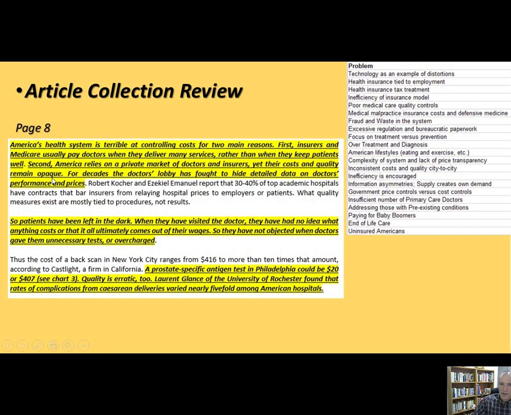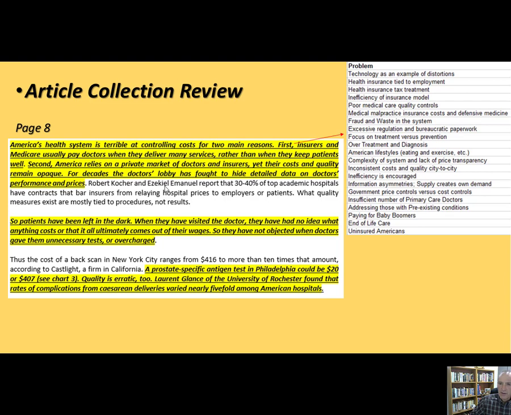A continuing article: America's health system is terrible at controlling costs. Why insurers and Medicare pay doctors when they deliver the service rather than when they keep the patients well. So this gets back to this idea of a focus on treatment over prevention. We're focused on treating people because that's what the system, that very first article we talked about, rewards. They want volume. This is their business and they can create their own demand. So they're not focused on keeping us well or our quality of life. They're focused on treating us.